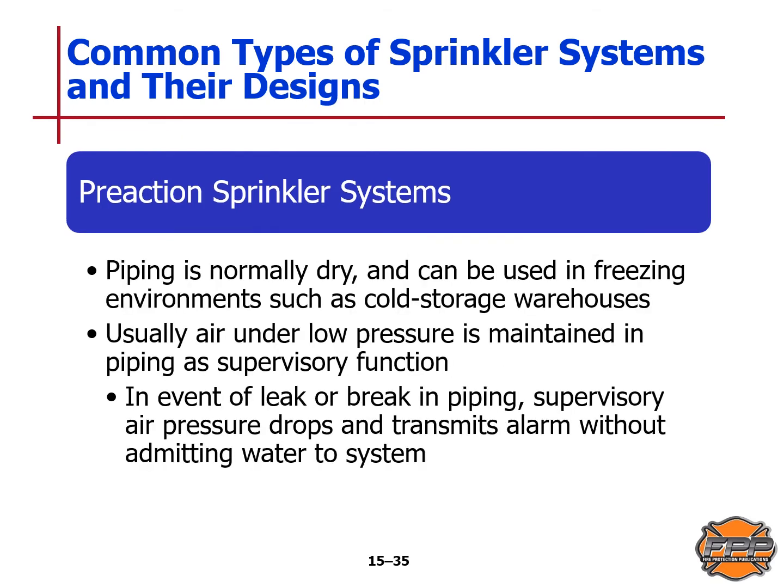Now let's talk about pre-action sprinkler systems. Piping is normally dry and can be used in freezing environments such as cold storage warehouses. Usually low air pressure is maintained in the piping as a supervisory function in the event of a leak or a break in the piping. Supervisory air pressure drops and transmits an alarm without admitting water to the system.